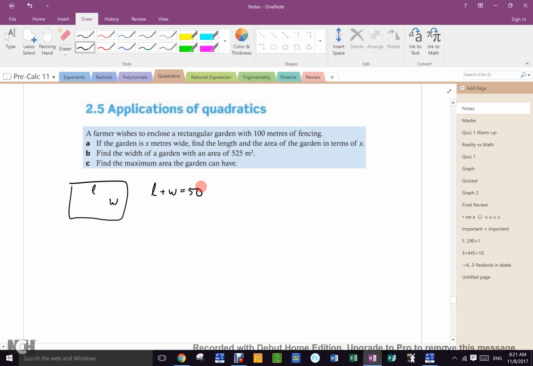Yeah? And that tells us something else, doesn't it? That tells us that W equals 50 minus L, but it also tells us that L equals 50 minus W. Does it matter which one we work with? No, of course not. What else do we know about this situation? What's this guy trying to do?